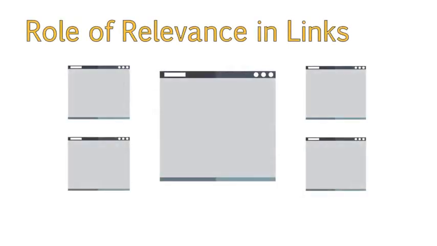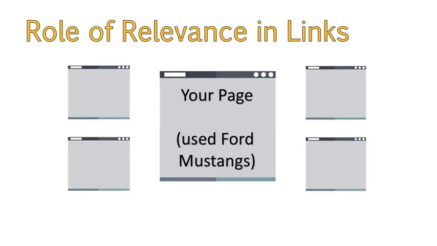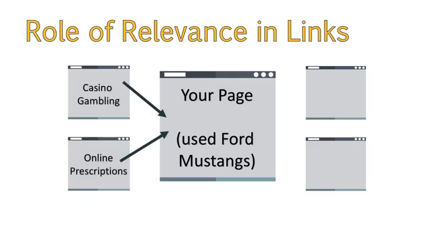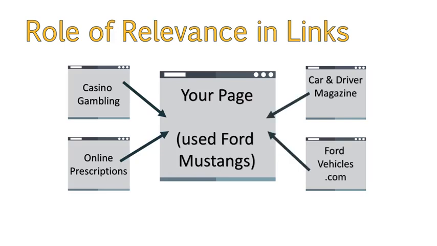One more thing to cover about links, which you should really have in mind when you're looking at the value of a link, and that's how relevant it is. So if you have a page about used Ford Mustangs and you get a link from a casino gambling site, well, that's not very relevant, is it? So that's pretty low value. Contrast that with a link from Car and Driver Magazine or FordVehicles.com. Well, that last one is a made-up domain. But anyway, those links clearly seem a lot more relevant.